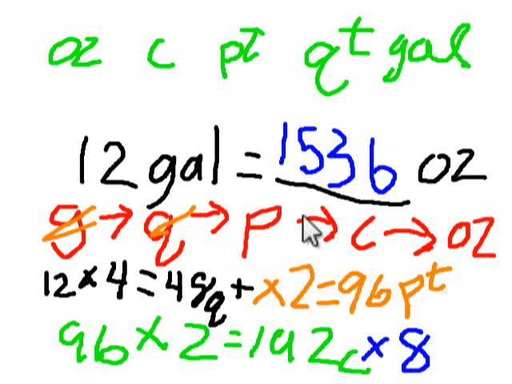So remember, the things that you need to remember: how many ounces there are in a cup, how many cups there are in a pint, how many pints there are in a quart, how many quarts there are in a gallon. And you need to remember that if you're going from a big unit to a small unit, you multiply. If you're going from a small unit to a big unit, you always divide.